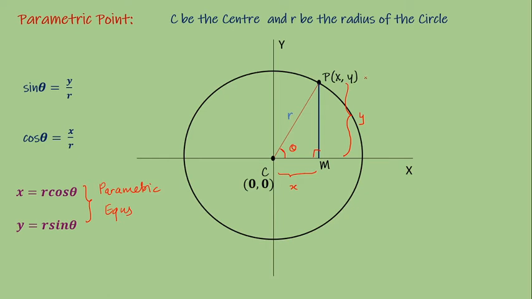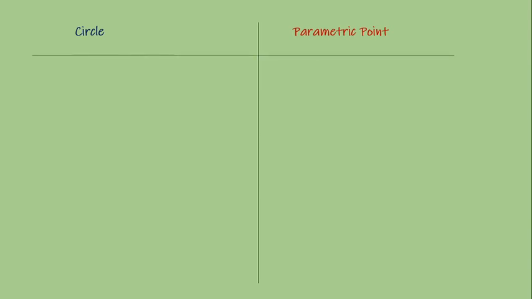By the way, if you write x as r cos theta and y as r sine theta, then this point is called the parametric point. So we derived the parametric point of the standard circle. Now I would like to take this theory ahead for the general circle or center radius form. So just have a look at this data. It's a circle and its parametric point we are considering.